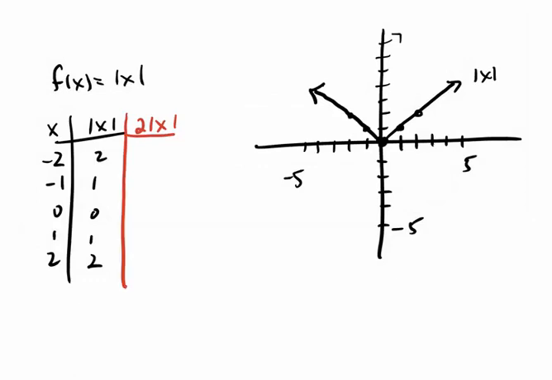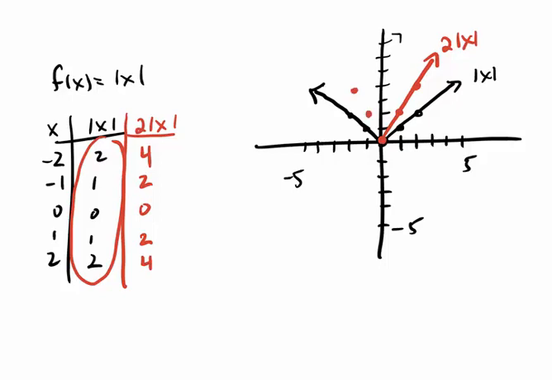It would just double the y values. So if I take the y values for absolute value of x and multiply them by 2, I would have the y values for 2 times the absolute value of x. It looks like the graph gets skinnier, and it does in a sense, but what's happening is these y values are doubling. I have 0 times 2 is 0, 1 times 2 is 2, 2 times 2 is 4. My new y values are twice as tall as the original y values. And same thing happens on the negative side. We get our V shape that's twice as tall.